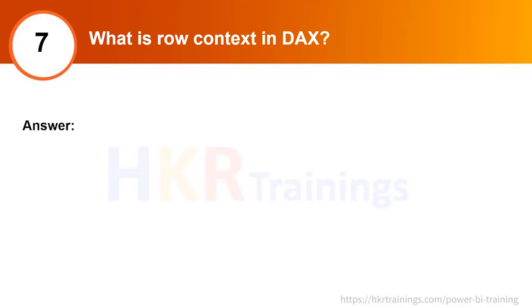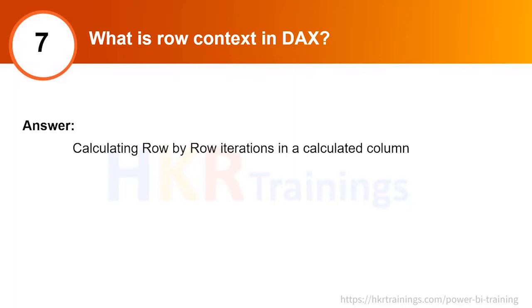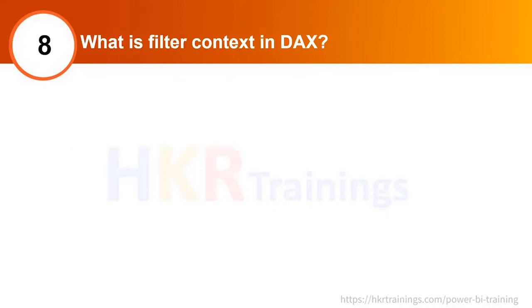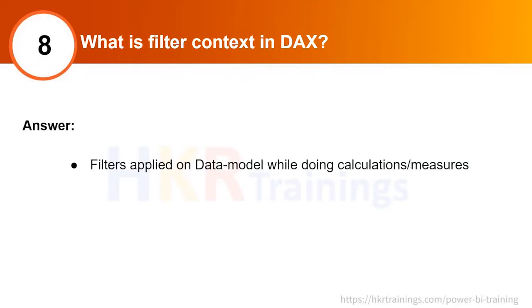The next question is all about filter context. This is the opposite of row context. In the row context, calculations are done at the row by row level. But in the filter context, it will be done at the column level, not row by row.